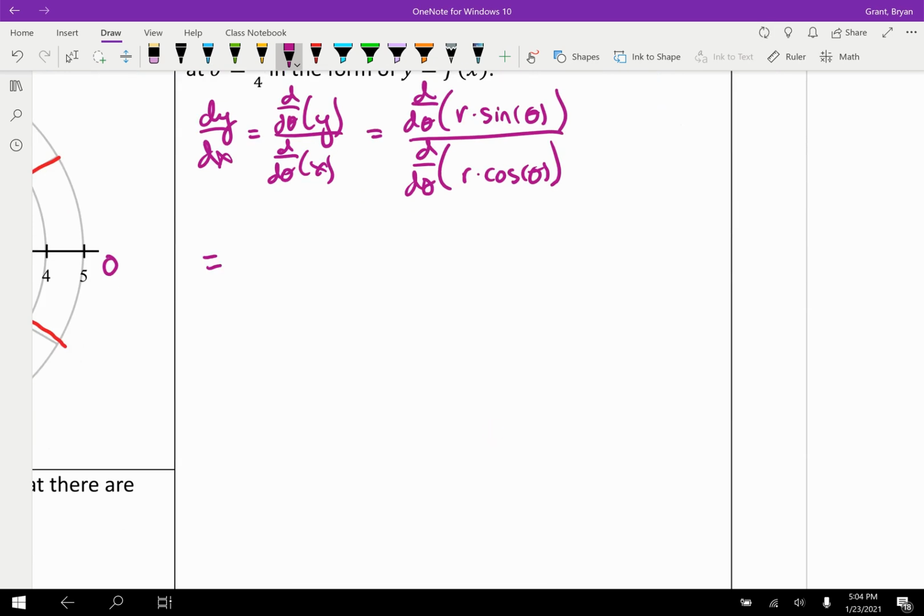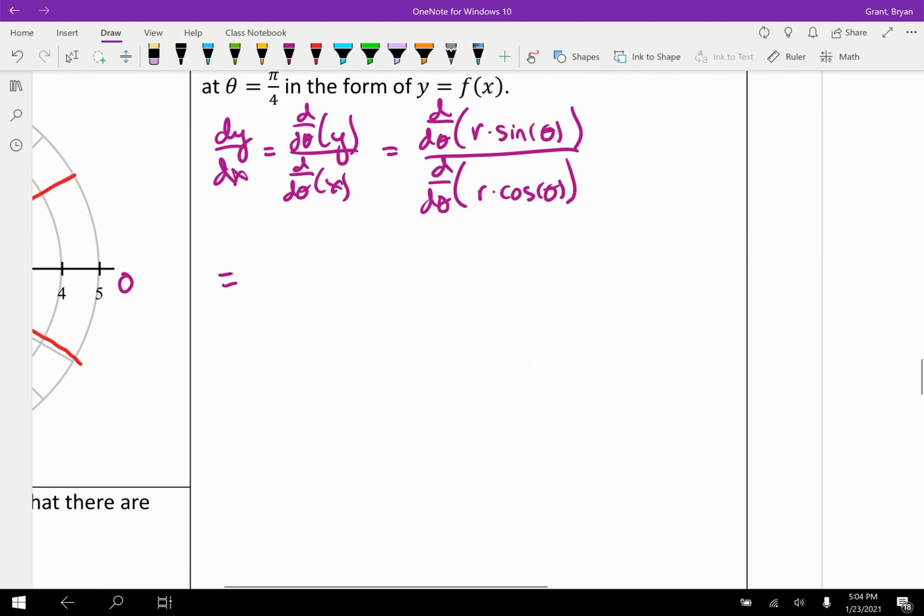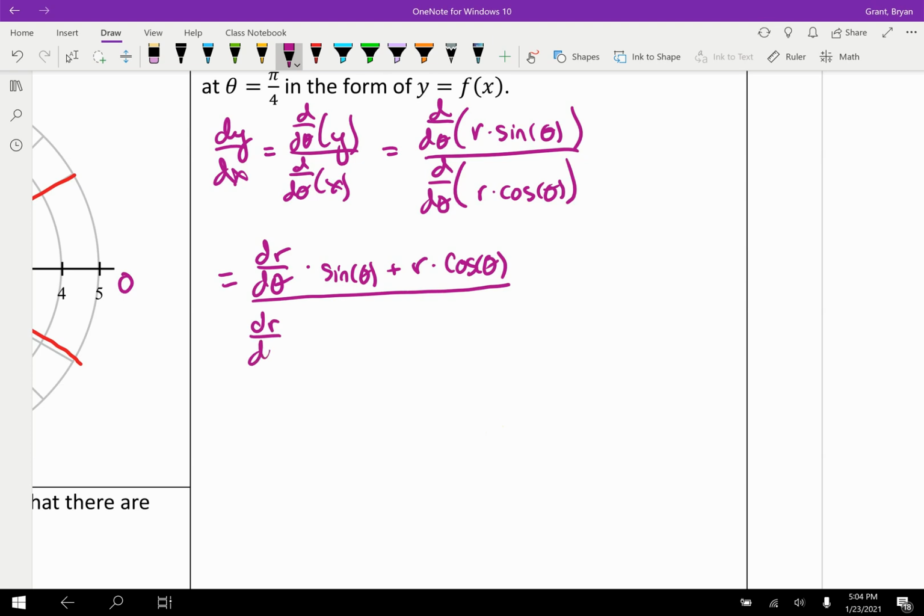So we do the derivative of r, right? Product rule time. So the derivative of r is dr d theta, and we keep sine of theta the same, plus now we keep r the same. The derivative of sine is cosine. Divided by dr d theta, keep cosine the same. Hold off on the plus because this always happens. We keep r the same. The derivative of cosine is negative sine, and I'm just going to throw the negative right there.